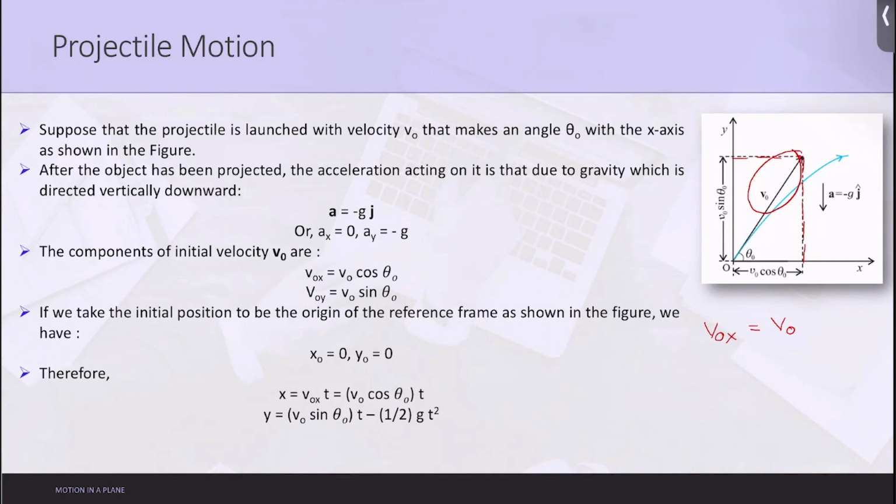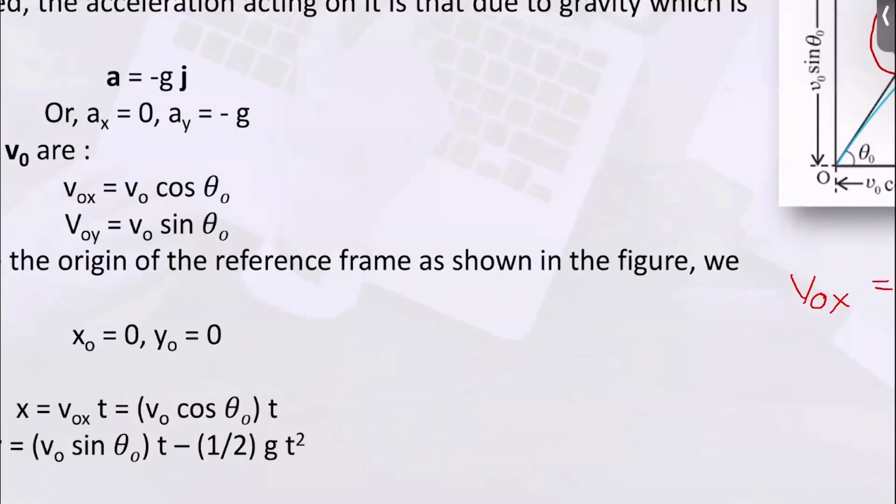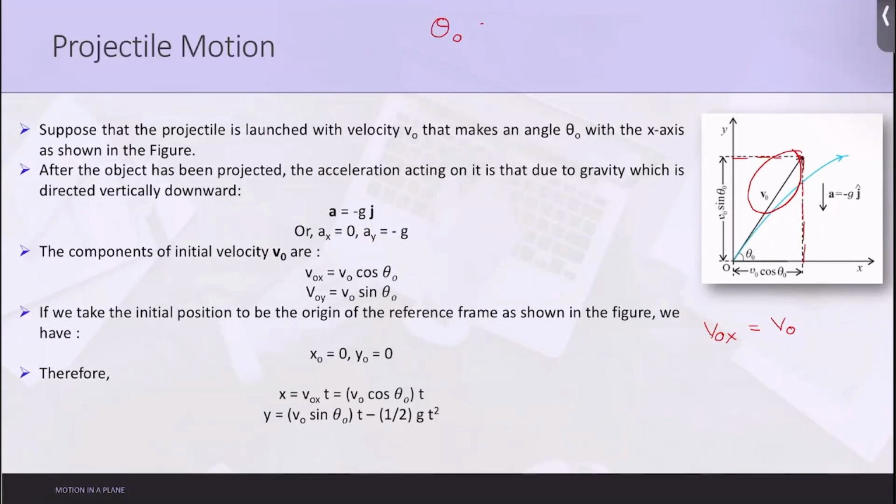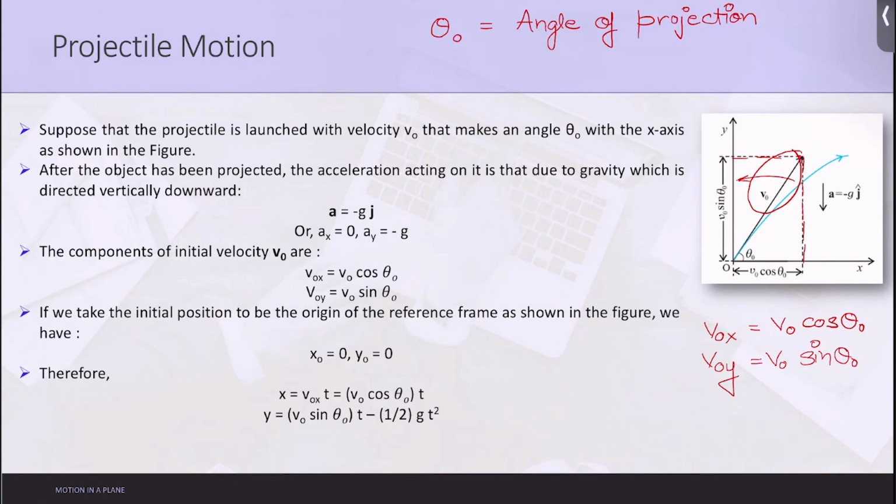What is this theta naught? Theta naught is nothing but the angle of projection. So v0x will be equal to v0 cos theta naught. Quite clear? Simple trigonometry, and we calculated v0x is equal to v0 cos theta naught. Similarly, the projection here will give you v0y, which is equal to v0 sin theta naught. I hope it is quite clear how we obtain the initial velocity components of the vector v0.